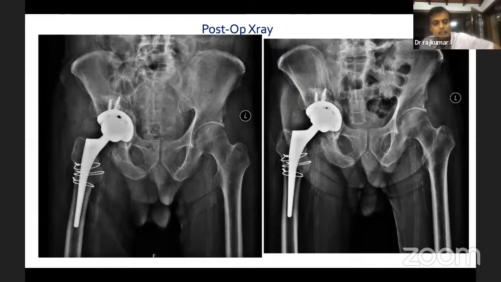Second, if any arthritis sets in, it is very difficult to remove the screws and the plates. That itself is a big procedure, and then that will cause some nerve damage and all those things. So try to keep it minimal.